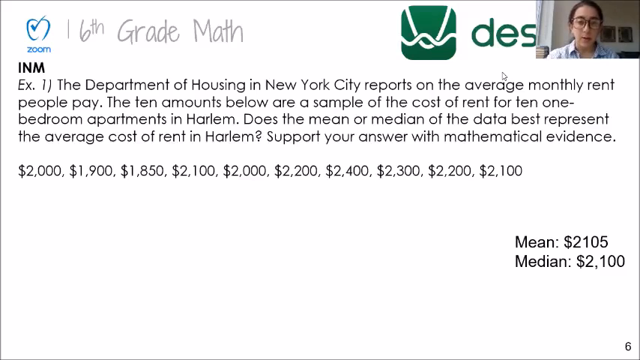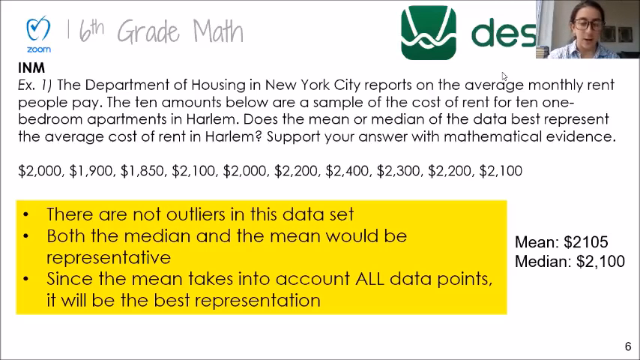Well, as I look at this data set, I see there are no outliers in this data set. All of the numbers are within a similar range. There's not one number or two numbers that stand out as much higher or much lower. So both the median and the mean would be representative. And I see that because they're very close. But since the mean takes into account all of the data points when calculating, it will be the best representation.